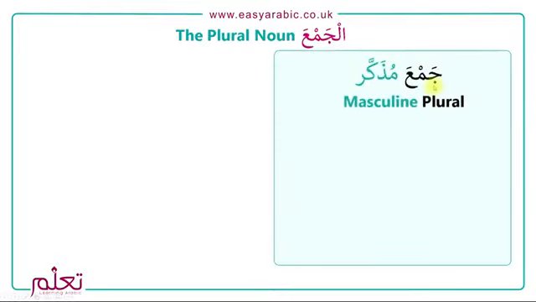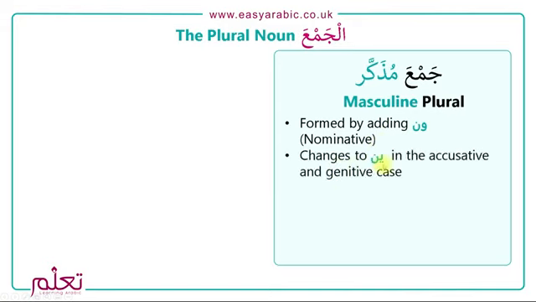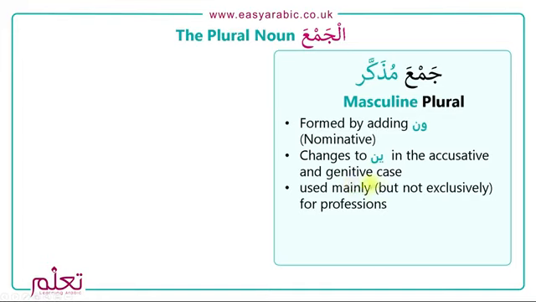The sound plural, like we covered, we had two cases. We had the masculine and the feminine. So the masculine is called Jama' al-Mudhakkar, and that's formed by adding the waw noon to the nominative case. The nominative case is the one we're going to be covering in this lesson. And then it also changes to a ya noon in the accusative and genitive cases. If you need more information on this, I covered this in detail in the previous lesson. It's used mainly for professions.